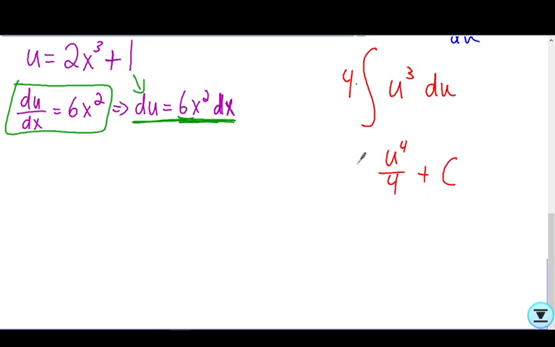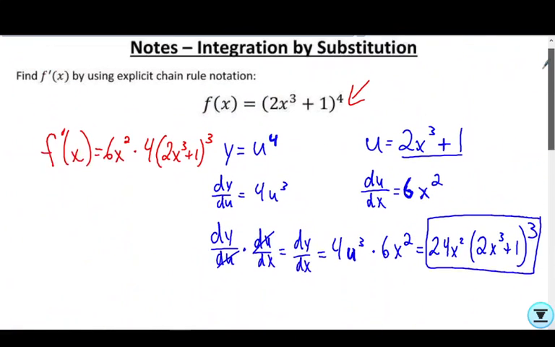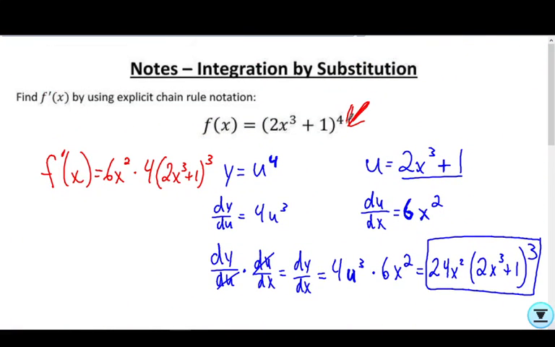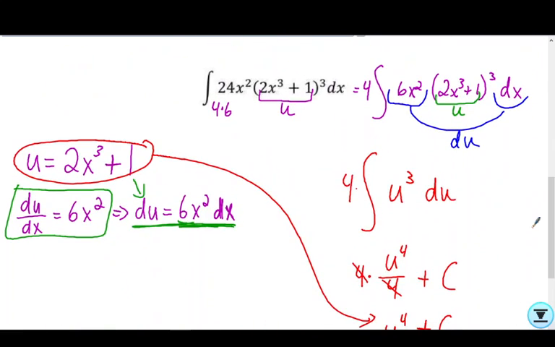We have this multiplication by 4 here at the beginning that we can't forget. And then 4 divided by 4 is 1. So we end up with u to the 4th plus c. And then we take this and plug it back into here. So we get 2x cubed plus 1 to the 4th power plus c. And that's our antiderivative. Did we end up back where we started here at the beginning? Yes, we did. And now you can kind of see, let me zoom this out real quick.